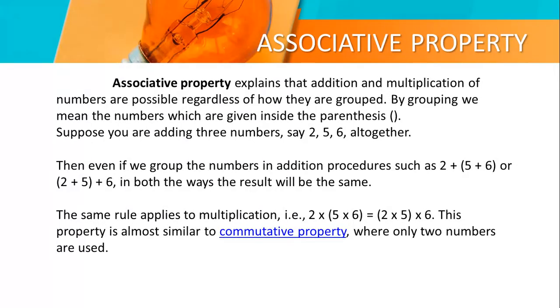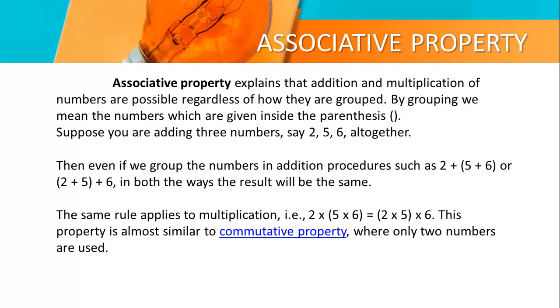When we say associative property naman, it explains that addition and multiplication of numbers are possible regardless of how they are grouped. So sabi ko nga doon sa formula kanina, meron silang grouping, and we mean the numbers which are given inside the parentheses or yung quantity.